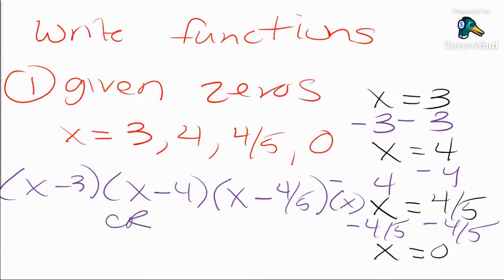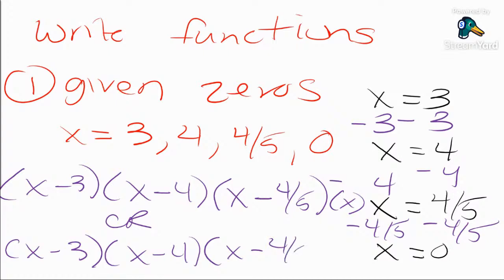Now, another way we can write the same answer is x minus 3 times x minus 4, still times x minus 4/5, but then we would have x minus 0 if we wanted to honor that same pattern for the last 0.